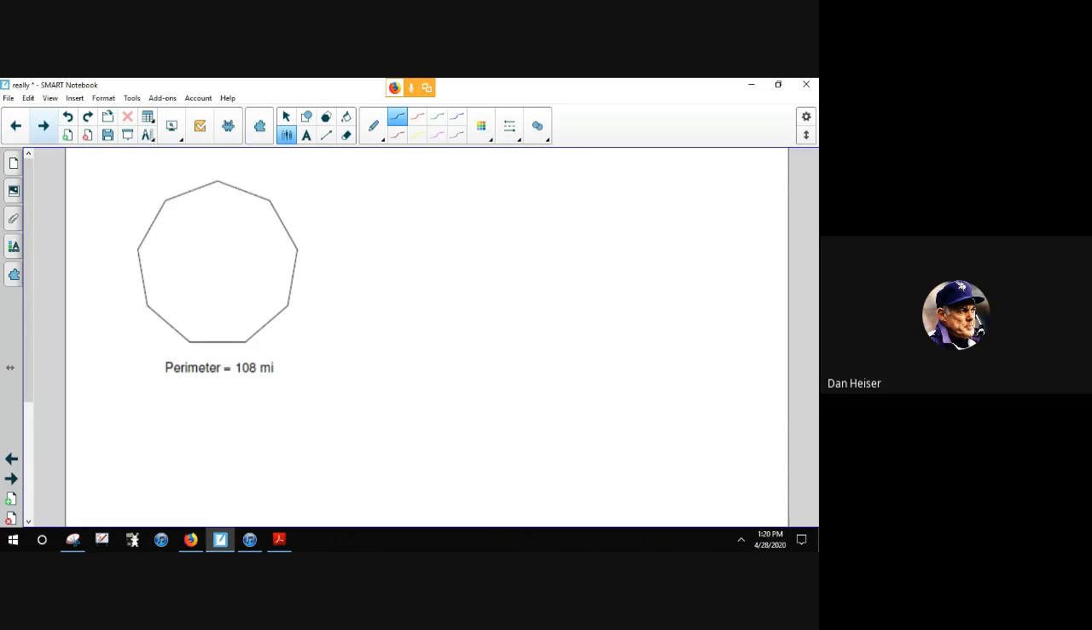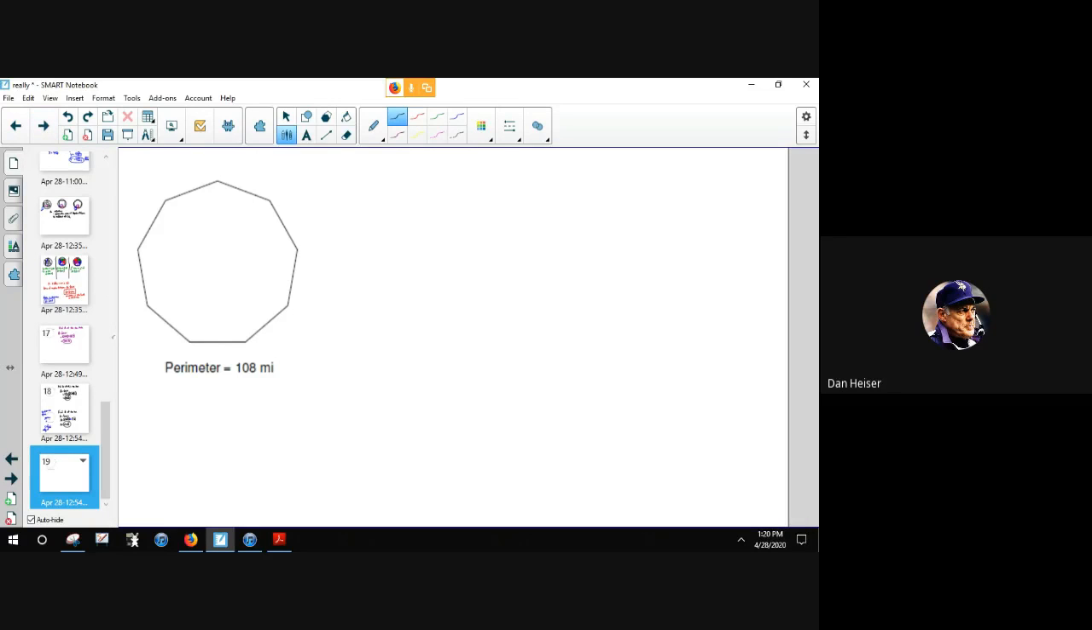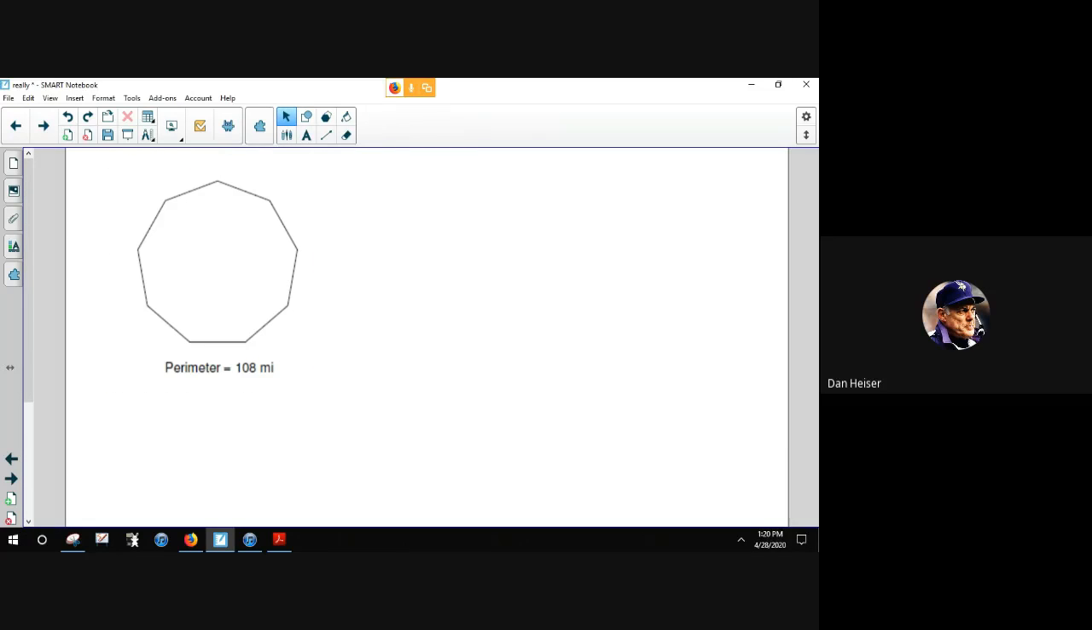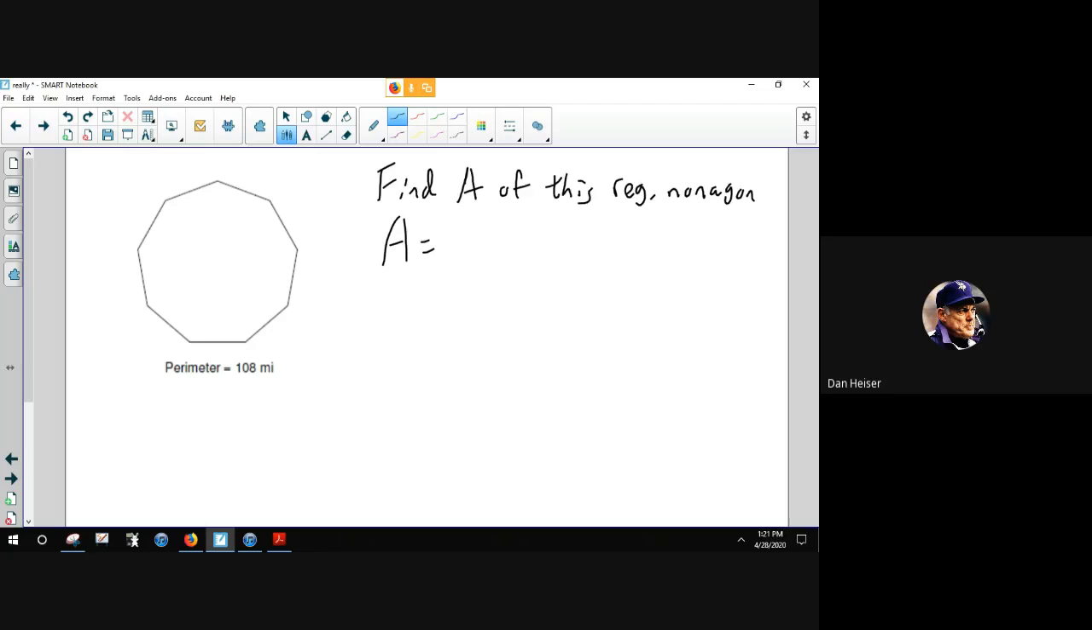That's an excellent question, and one that will get answered in this problem. This will be our last example. What do you do when you don't get a special right triangle? Well, let's take a look at what we have here. Find the area of this. What do we got? Looks like we have 9 sides. We have a regular nonagon. And I'm also given the perimeter.